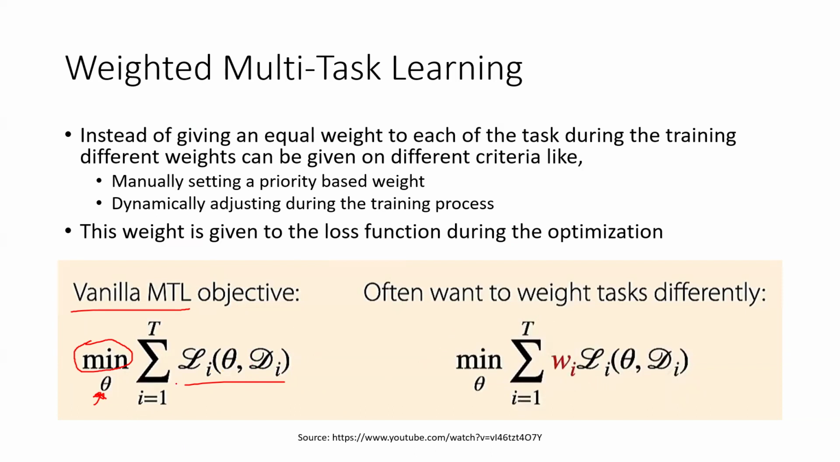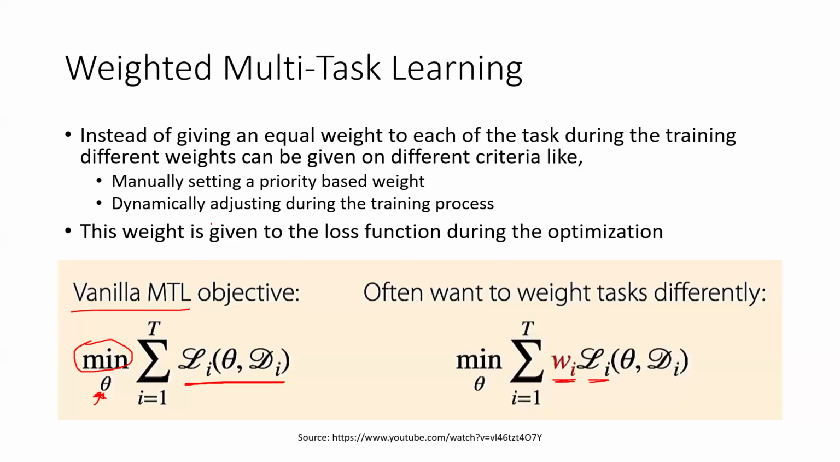So instead of having the same loss in the vanilla multitask learning, you can have weighted multitask learning where you can add weight parameters multiplied with the loss value, so that you are trying to minimize the loss function by multiplying the loss of each task by the weight value that you have set.